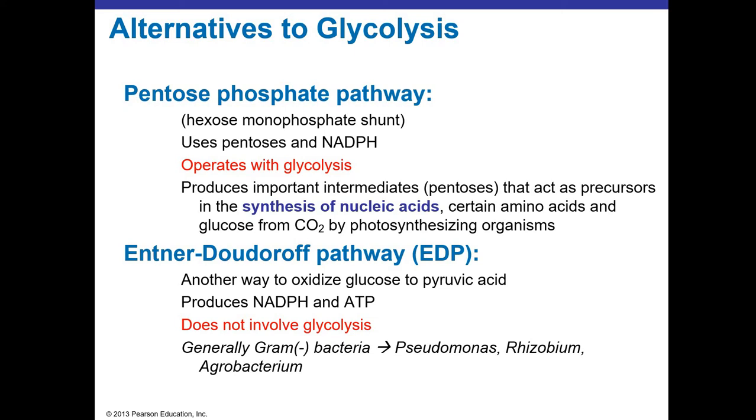The Entner-Doudoroff pathway does not involve glycolysis, and it's just another way to oxidize glucose to pyruvic acid. It produces NADPH and ATP, but it has limited application. It's generally found in gram-negative bacteria, things like Pseudomonas, and some of our soil organisms, things like Rhizobium and Agrobacterium. Important to those organisms, but we're going to focus mostly on glycolysis and where we go from here.